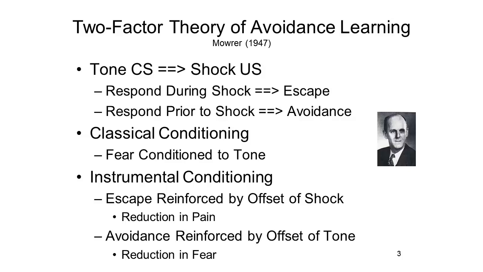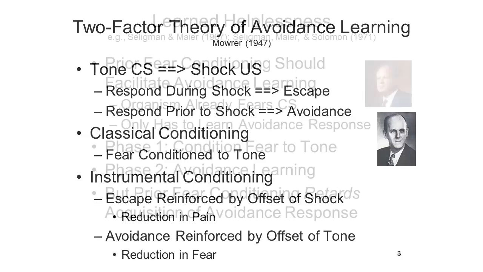One of the predictions that Mowrer's two-factor theory made was that avoidance learning would be facilitated if the organism has already undergone fear conditioning. The idea is that the organism has already acquired a fear response to the conditioned stimulus. And so now all it has to do is to learn to avoid the unconditioned stimulus. And this avoidance response itself is reinforced by the reduction of fear that comes when the tone goes off.